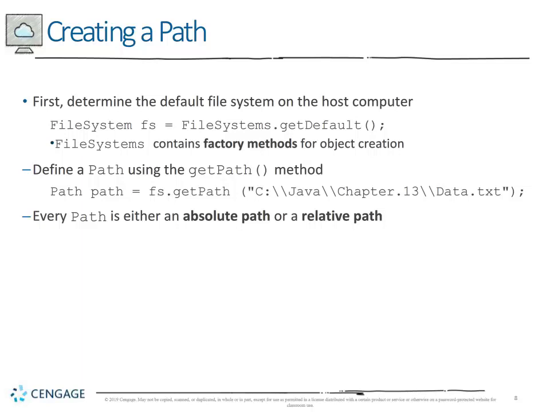After you create a FileSystem object, you can define a path using the getPath method. So Path path = fs.getPath(). Then inside the parentheses, you have a double quote. You specify C: drive, then backslash, that's for Windows, then Java, the path to the file. An absolute path is a complete path. A relative path is a path that depends on other path information.